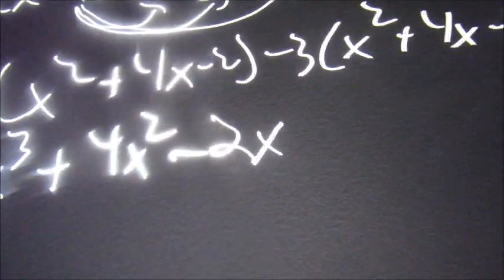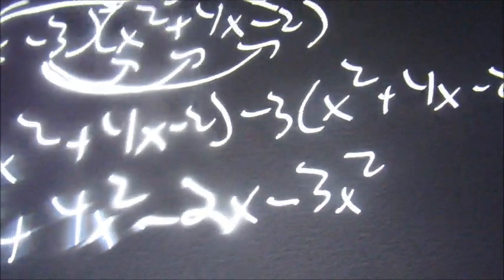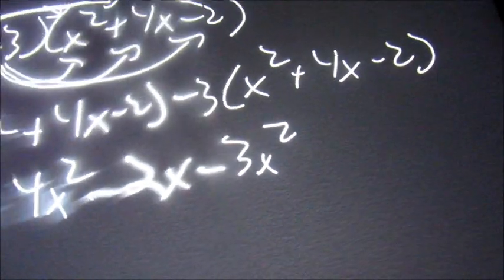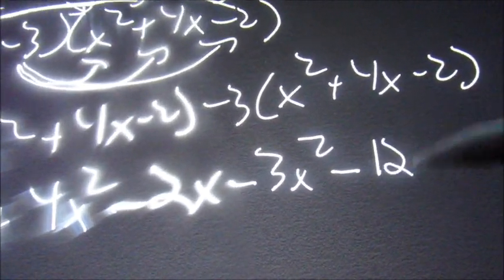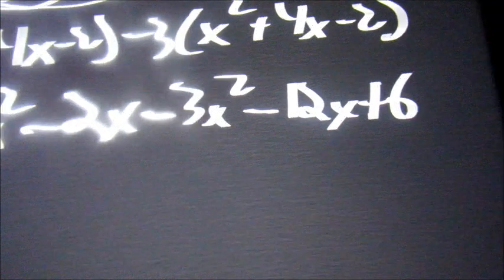Now we're distributing a negative 3. So negative 3 times x squared becomes minus 3x squared. Negative 3 times 4x becomes minus 12x. And negative 3 times negative 2 becomes plus 6.